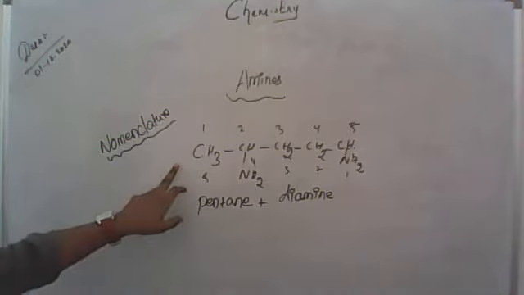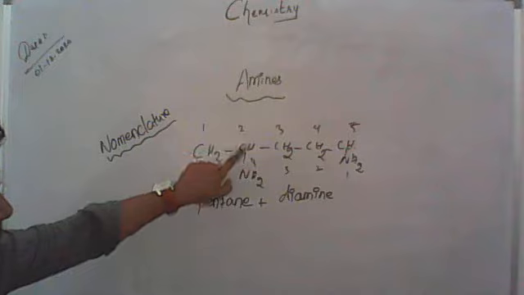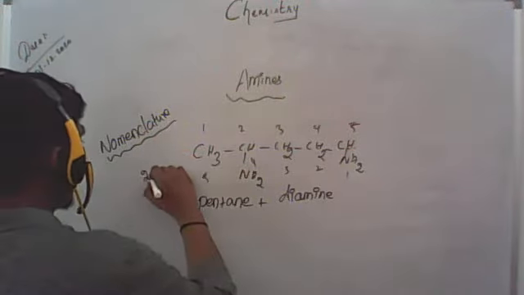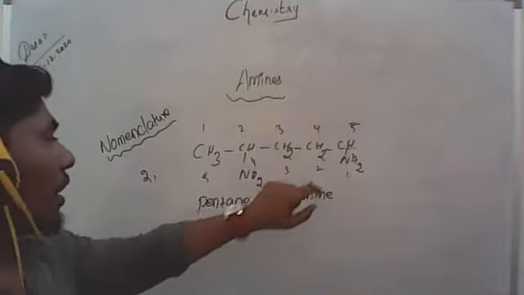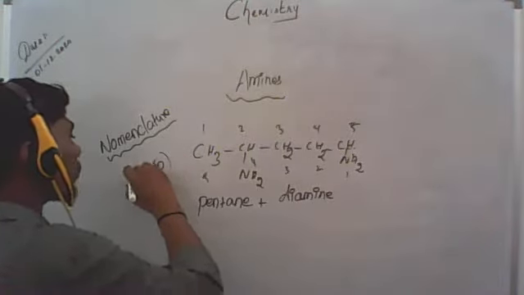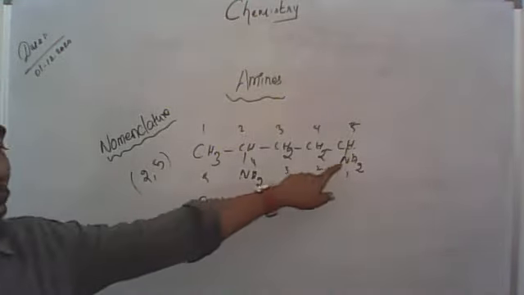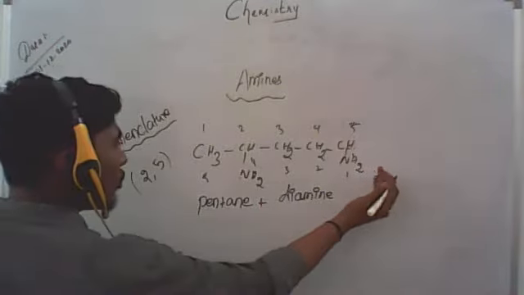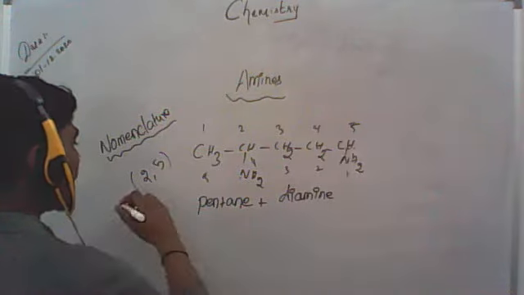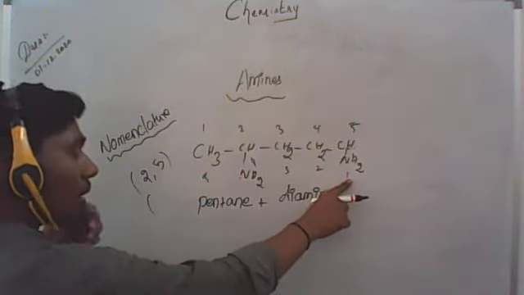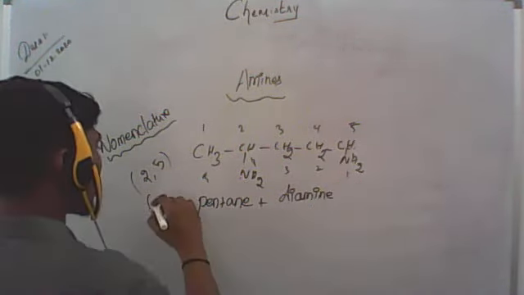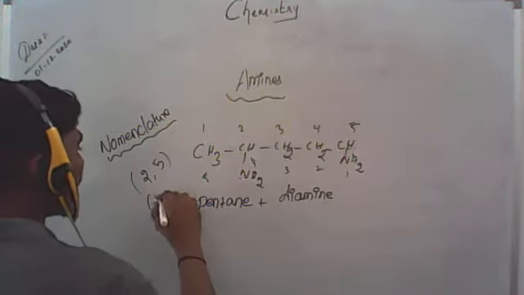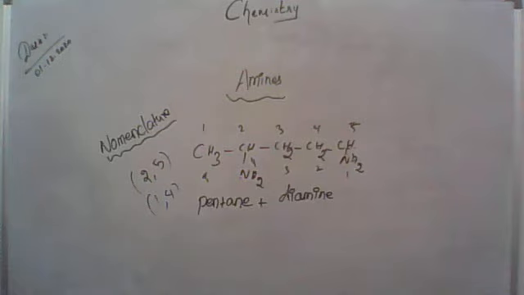See here, 1 2, in the second position there is a functional group. So 2 and 3 4 5, 2, 5. First numbering is 2, 5, with functional groups in two positions. Then if you move from right to left, the first carbon has the functional group NH2, so 1, and then 1, 2, 3, 4, the fourth carbon, 1, comma 4.